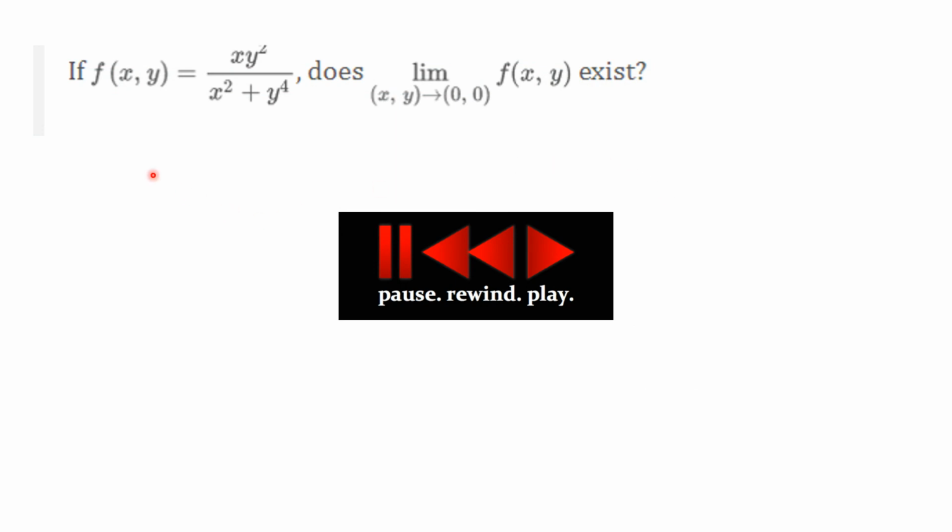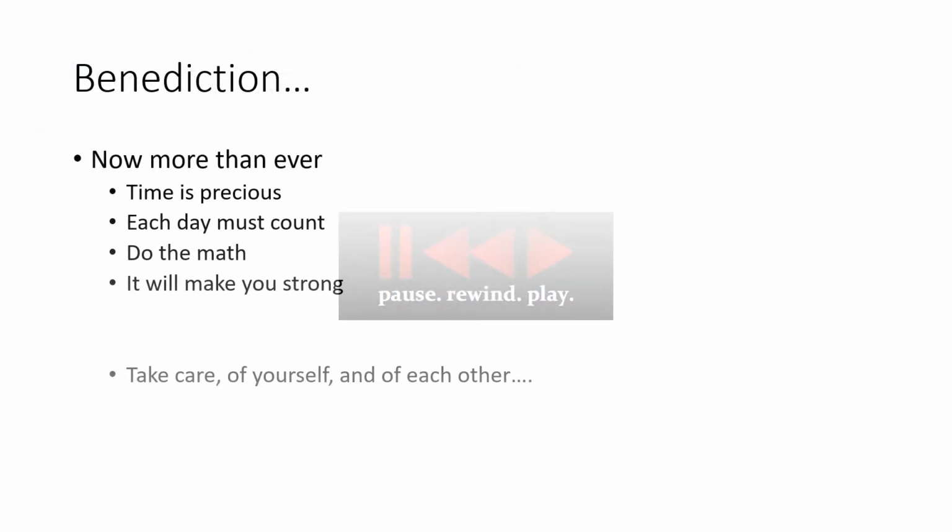Okay, here's another problem for you to ponder. If f of (x, y) equals x times y squared over x squared plus y to the fourth, does the limit as (x, y) tends to (0, 0) of f of (x, y) exist? Show that it either does exist or doesn't, and if it does exist, find out what it is. You know what to do. And we'll see how you did when we return.